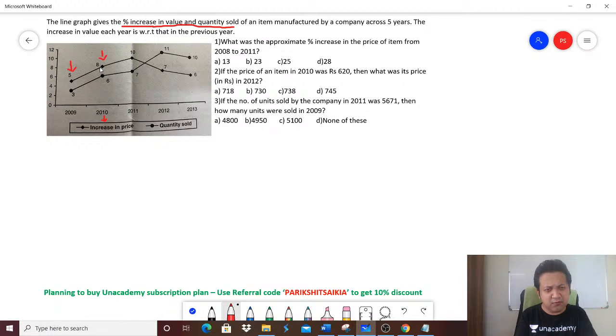The same goes for quantity sold. So let's say I take this number, 7. What does it indicate? It indicates that there has been a 7% increase in the quantity sold compared to the previous year. Now, what was the value in the previous year? That is not given in the question. So I hope you understood. All the numbers that you see here are in terms of percentages. So percentage growth or percentage change is what they call. So I think we understood.